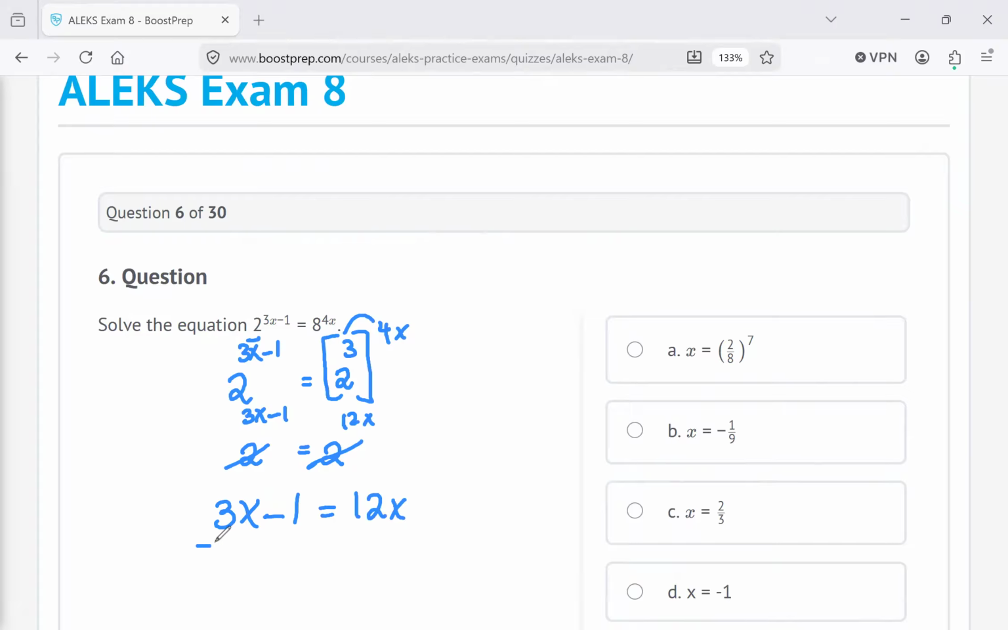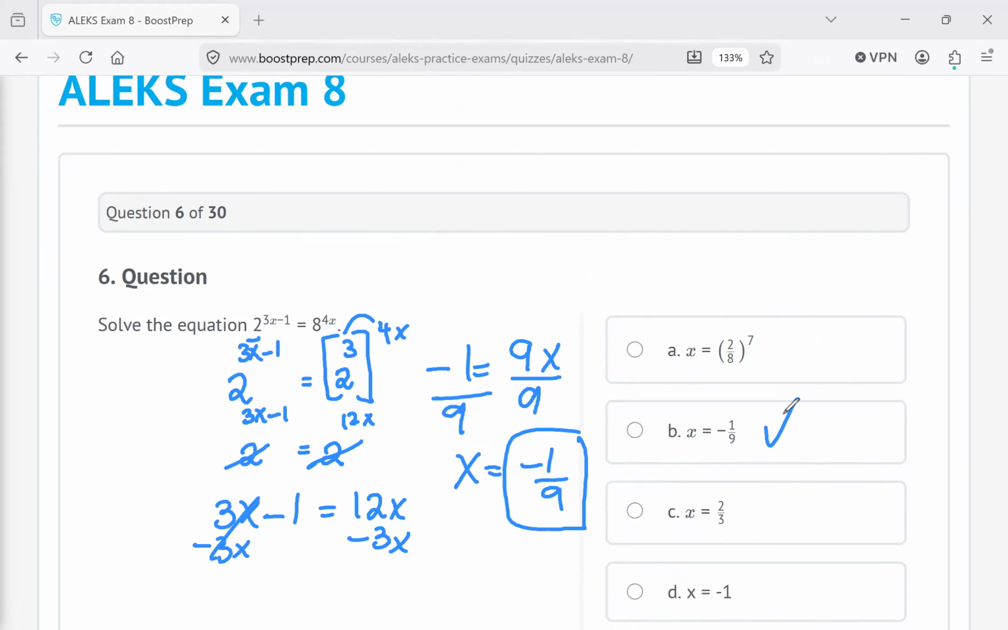And I'm going to subtract 3x from both sides. So you get -1 equals 12 minus 3, which is 9x, and then divide this by 9, and you get x equals -1/9. There you go.